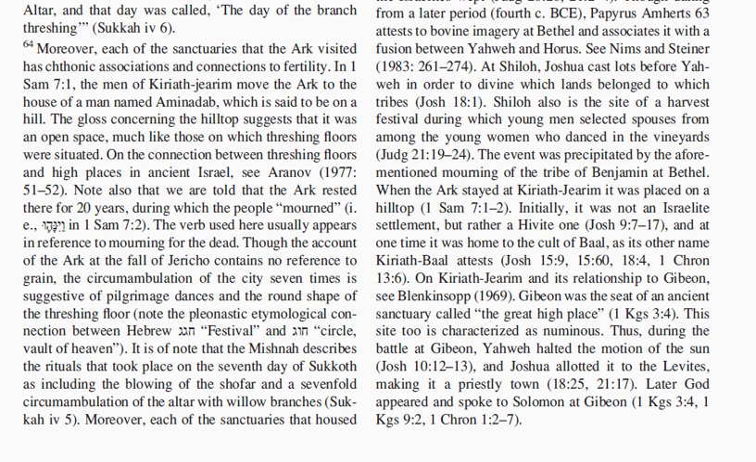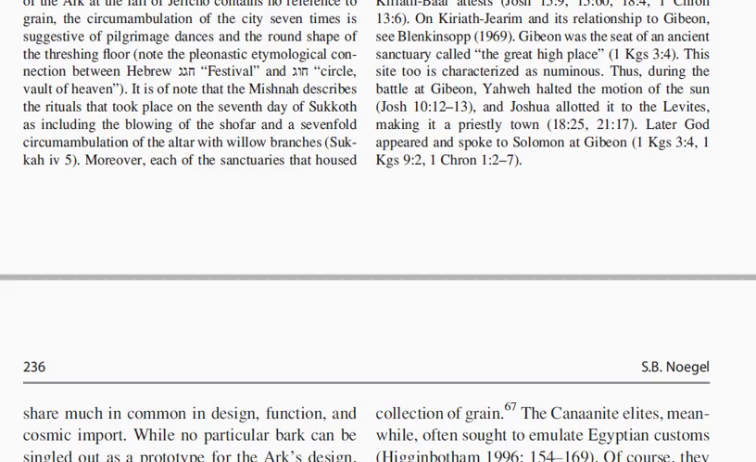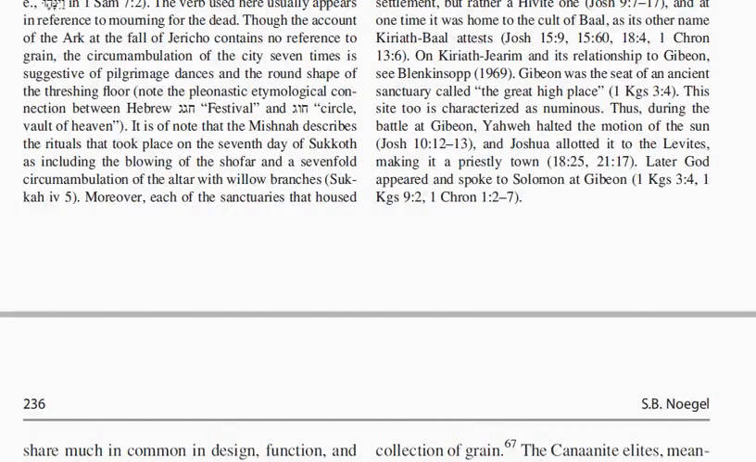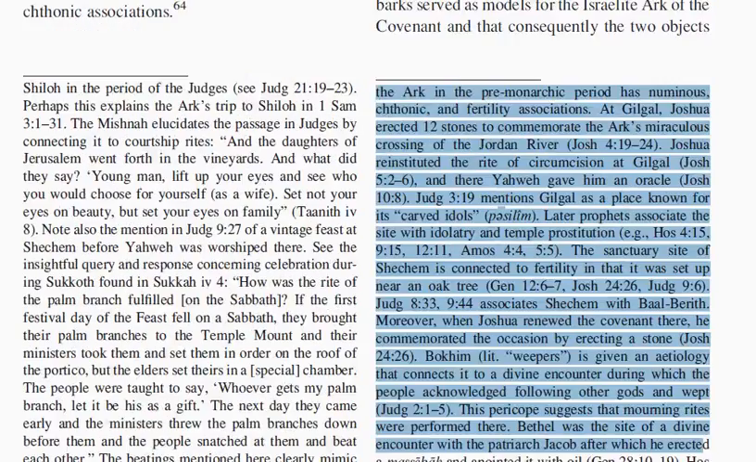Thus, during the battle at Gibeon, Yahweh halted the motion of the sun, Joshua 10:12, 13, and Joshua allotted it to the Levites, making it a priestly town, 18:25 and 21:17. Later, God appeared and spoke to Solomon at Gibeon, 1 Kings 3:4, and 1 Kings 9:2, 1 Chronicles 1:2 to 7. And the footnote.